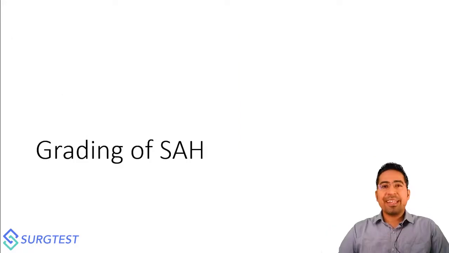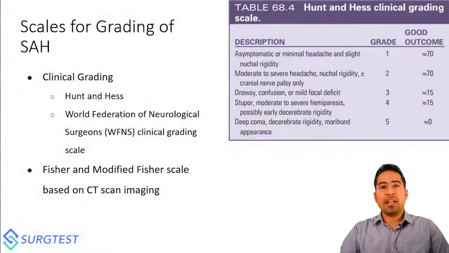So next, about the grading of subarachnoid hemorrhage. How would you prognosticate a patient with subarachnoid hemorrhage when he has first come to you, based upon his clinical condition and his CT scan? For this prognostication, a lot of scales have been developed to grade subarachnoid hemorrhage. The first most important scale is the Hunt and Hess clinical grading scale.